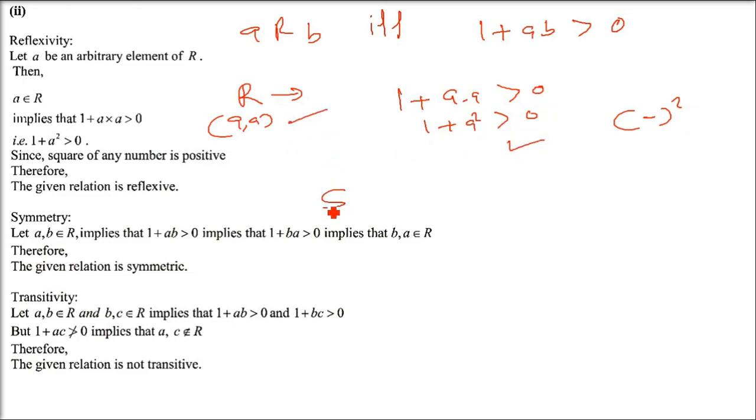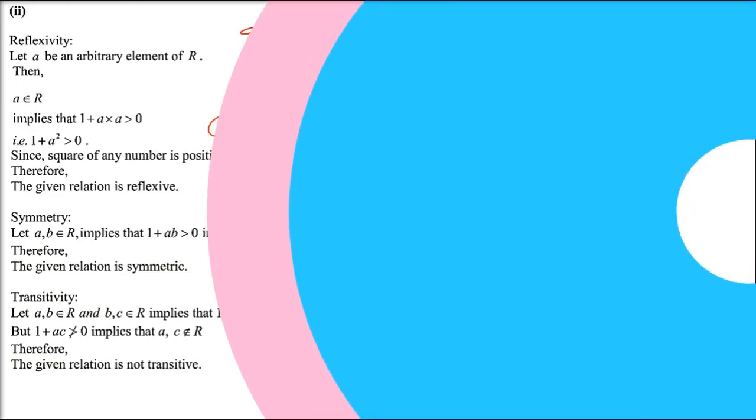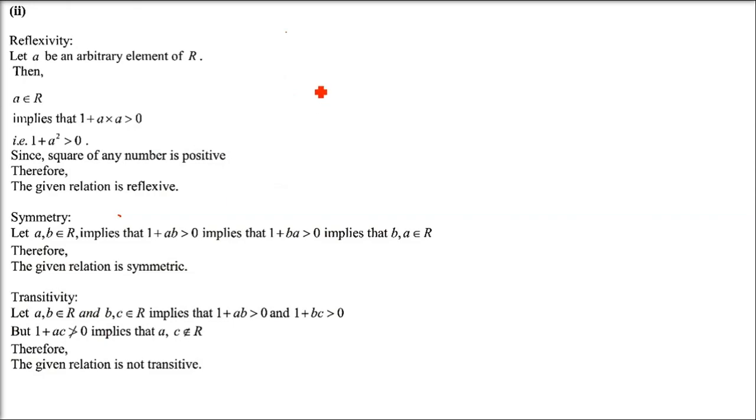Coming to symmetricity, just replace A by B and B by A. 1 plus AB holds, and let us see whether 1 plus BA also holds or not. So I am replacing A by B and B by A. Oh, they both are same. They are absolutely same. So the second line is 1 plus AB only. So this is symmetric also.